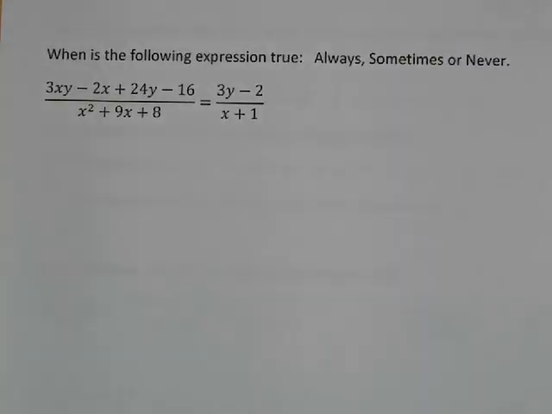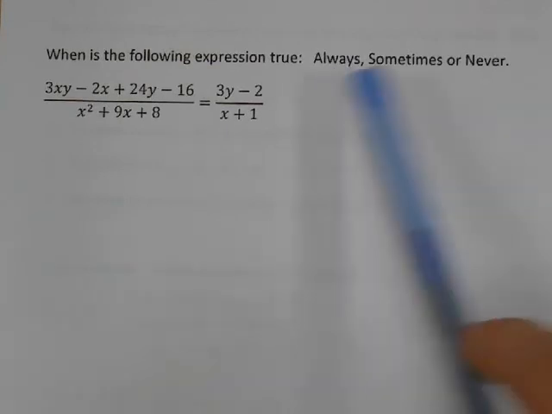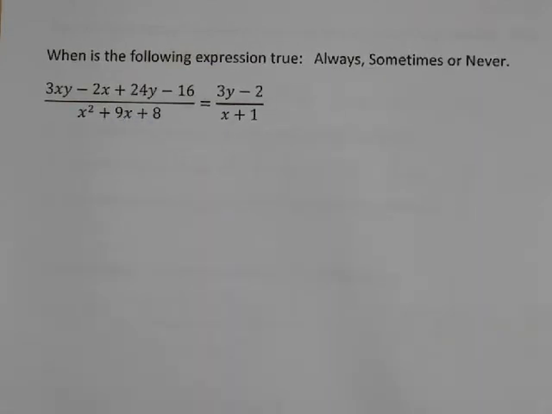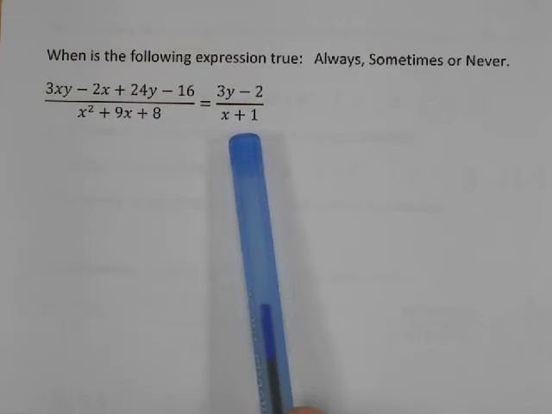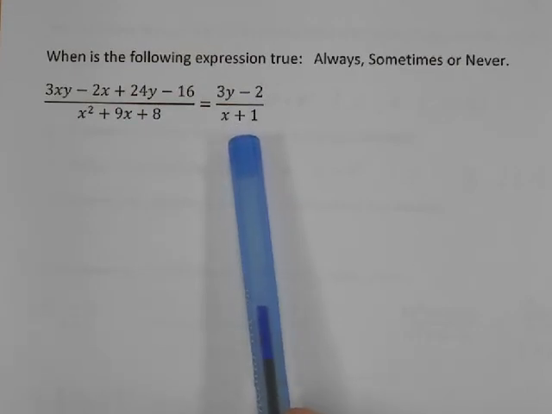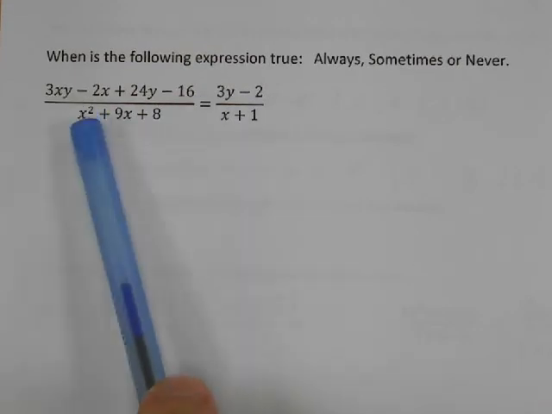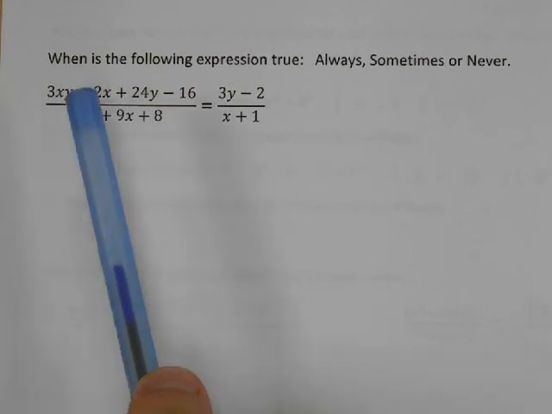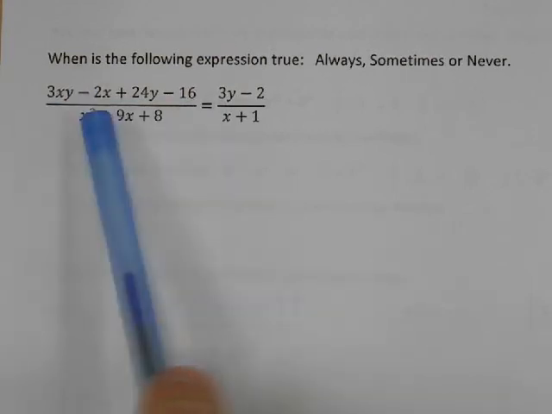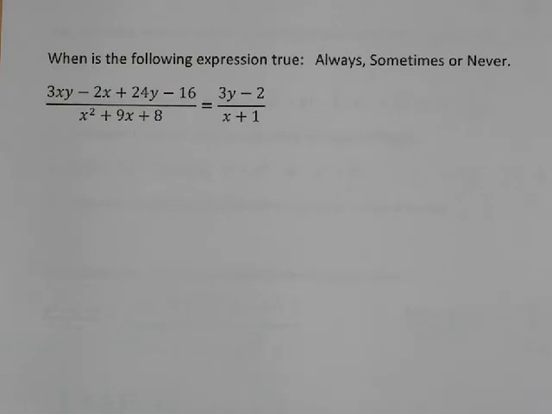Always, sometimes, or never? Well, before we can answer this, we need to simplify this stuff, especially the left side. The right side of the equation is pretty much already simplified. We can't do anything with that. But what can we do over here? Well, on top left, we've got a 4-term polynomial. Let's try to factor that by grouping.